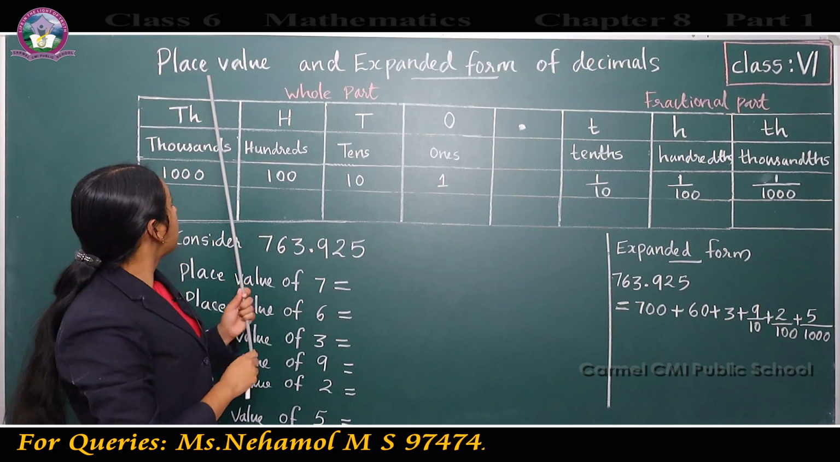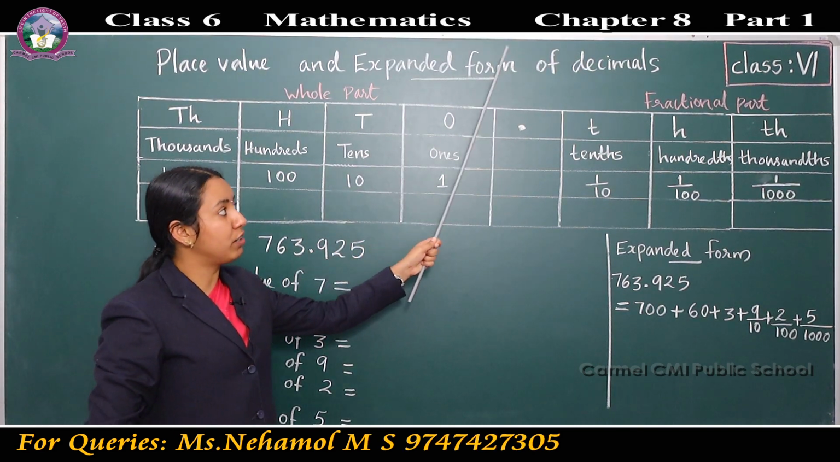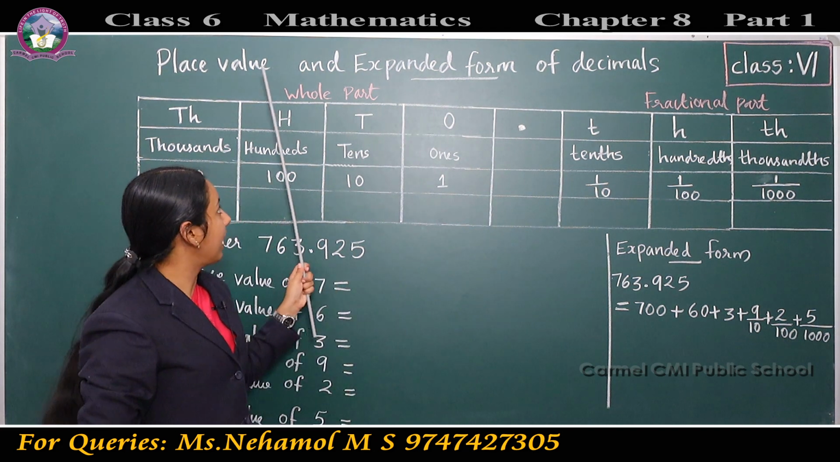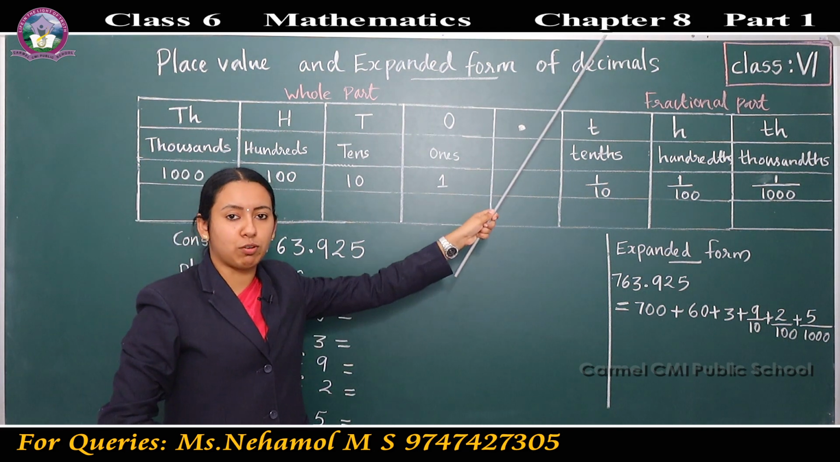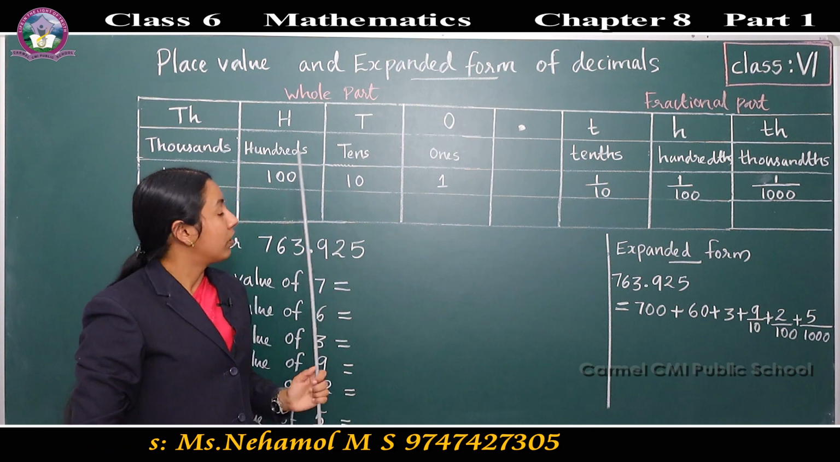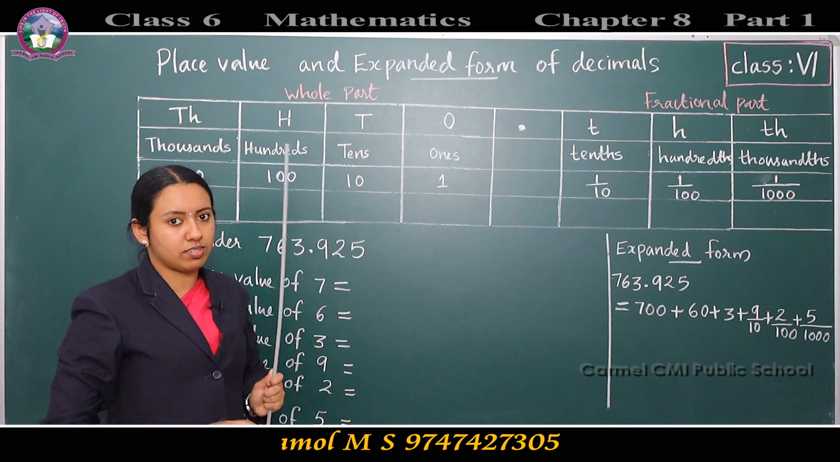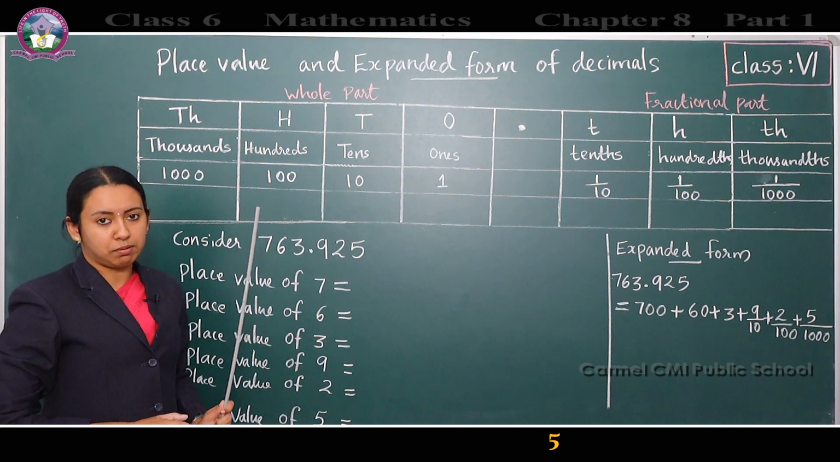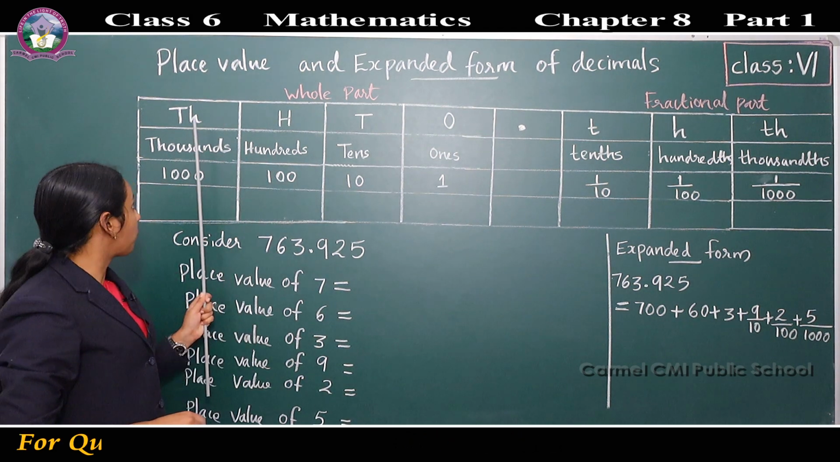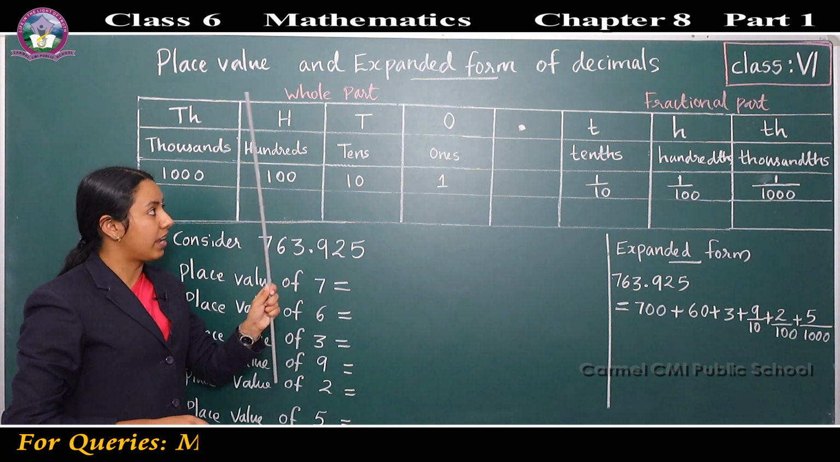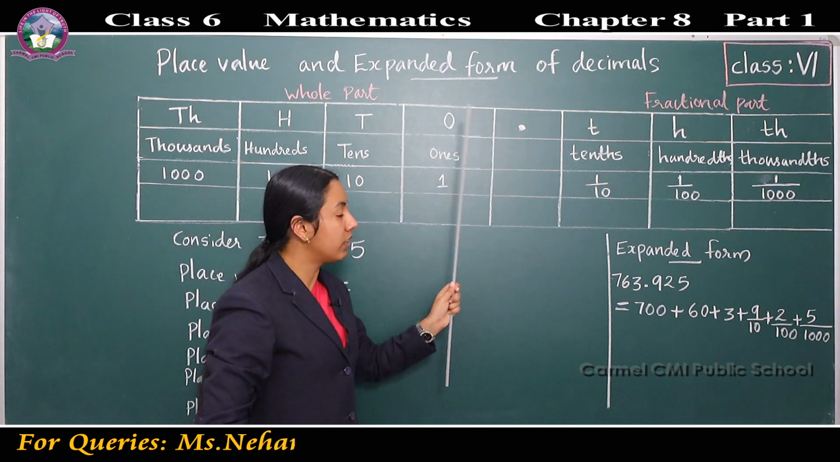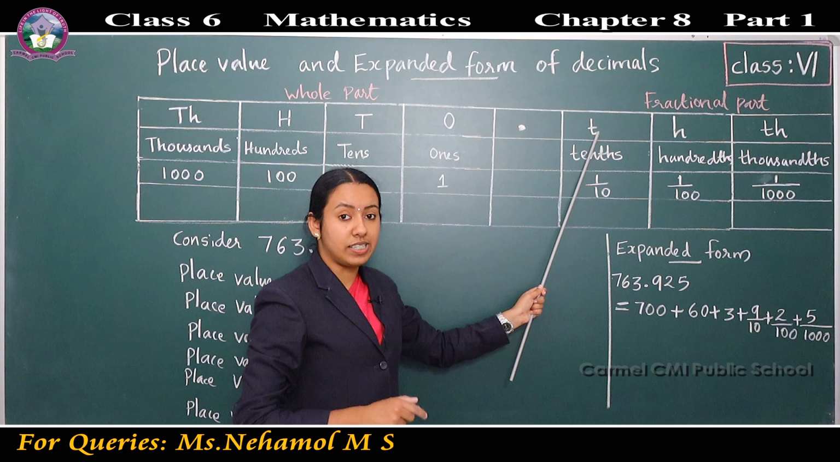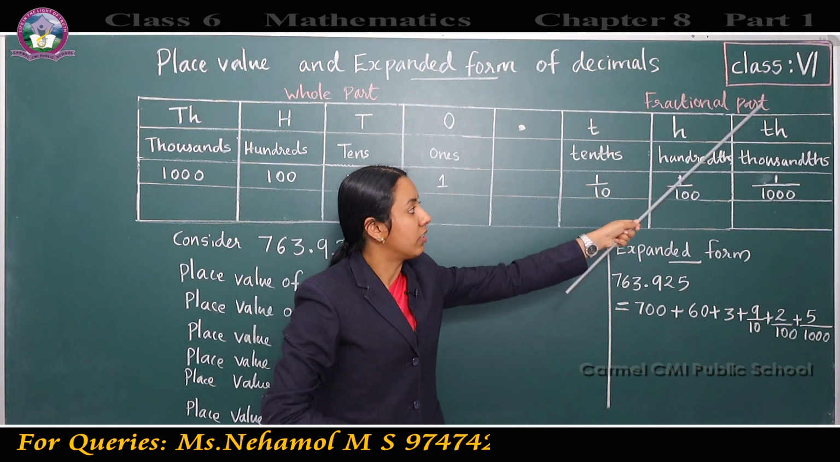Next topic, place value and expanded form of decimals. You have already studied. Let us revise it. The place value chart for a decimal number looks like this. Thousands, hundreds, tens, ones, then decimal point, then tenths, hundredths, thousandths.